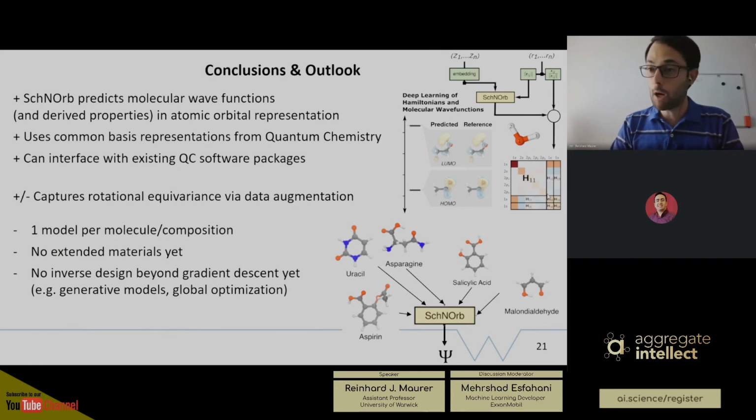And the model we currently have is one model per molecule for all the possible configurations of a molecule. But we're working now on a model that would allow us to predict lots of different compositions, so different numbers of atoms, different types of atoms, in one go. And we want to go towards materials as well and think about how to better integrate this model into inverse design in terms of generative models, for example.